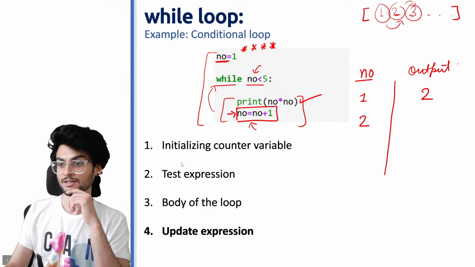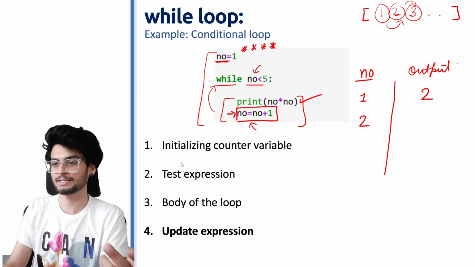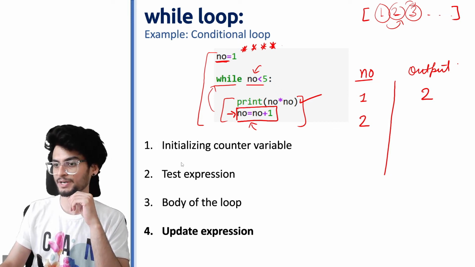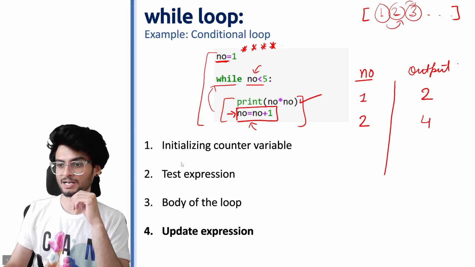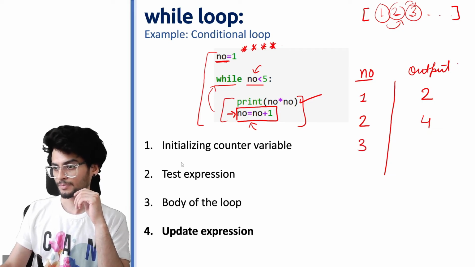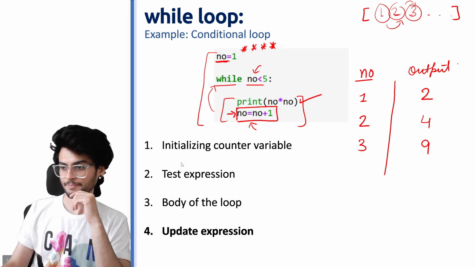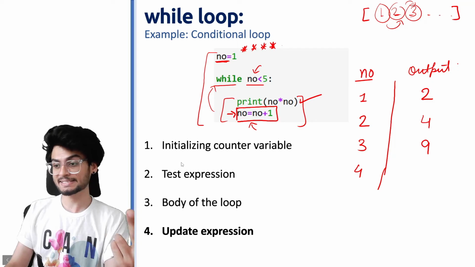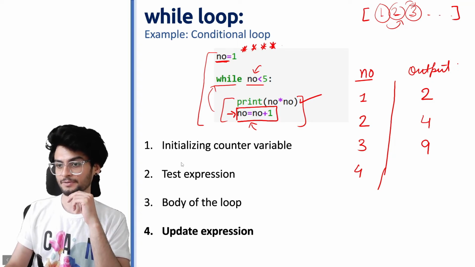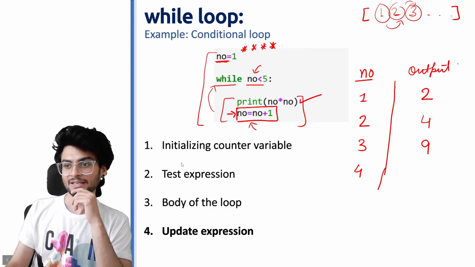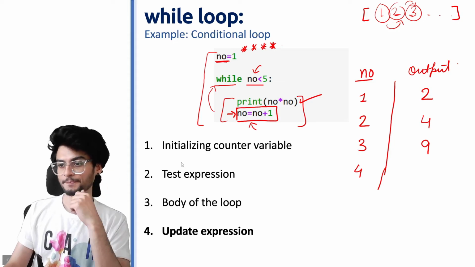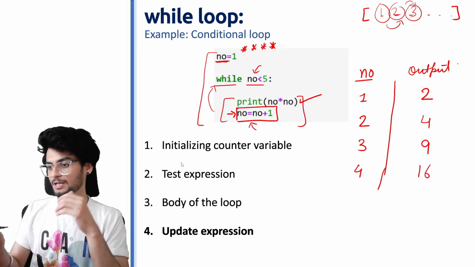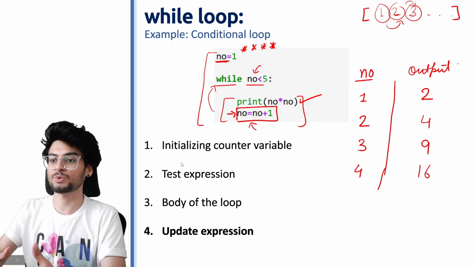We checked, is no less than 5? Yes, it is. So it will print square of no, which is 4. Now what happens? No becomes 3. Again it goes there, checks it out, output becomes 9. After that no again increases by 1, no became 4. Now it goes here, it checks 4 is less than 5, true. Now we print 16. So now this is where our loop starts to end.